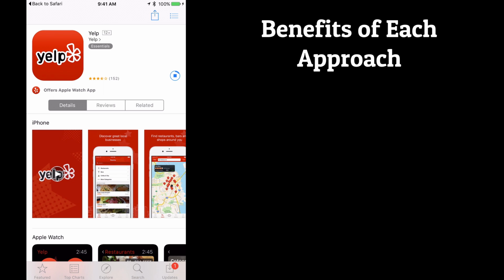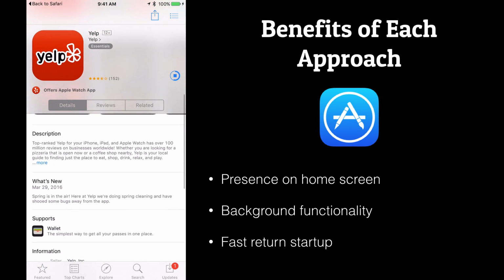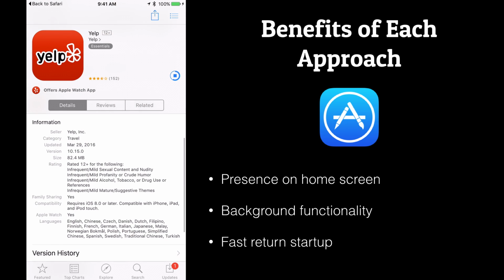As we look at the benefits for the various platforms for our app. So if we build a native app, we get to enjoy a presence on the home screen, which is great. That's the subconscious advertising every time the user swipes through that page of their apps. We get background functionality like the ability to send push notifications, and we get an instant return app startup, meaning the second time they come back. Since this app is installed on their device, it can boot up instantly, regardless of the quality of the internet connection.